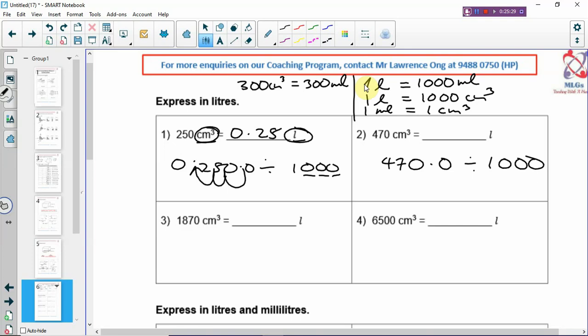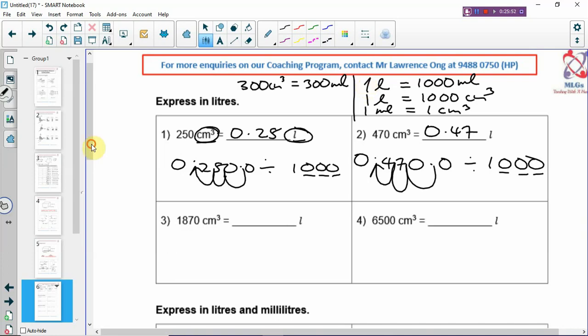So every time you want to divide, you have to shift the decimal point to the left 3 times. 1, 2, and 3. Now why 3 times? Because 1000 has 3 zeros. So now the decimal point is above the arrowhead and the 0 is in front of the decimal point. So how many liters is 470 cm cube? That will be 0.47 liters.